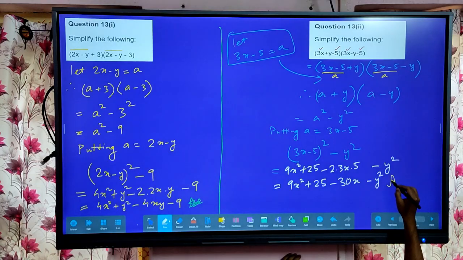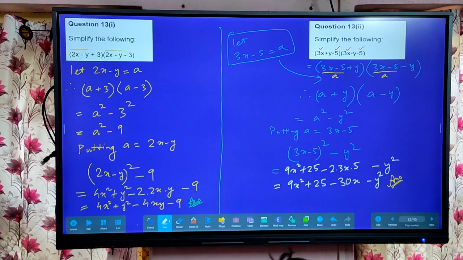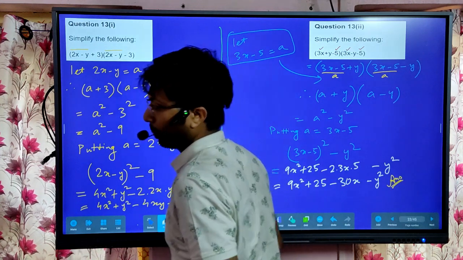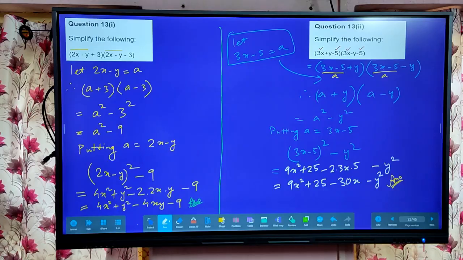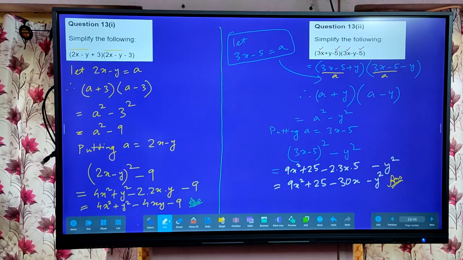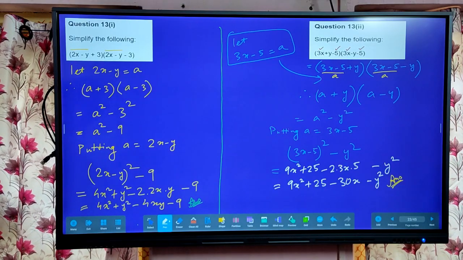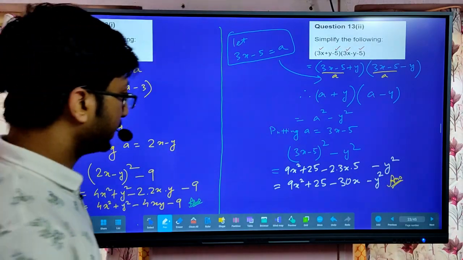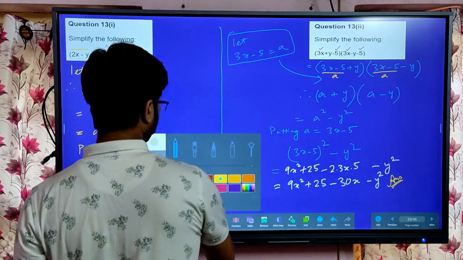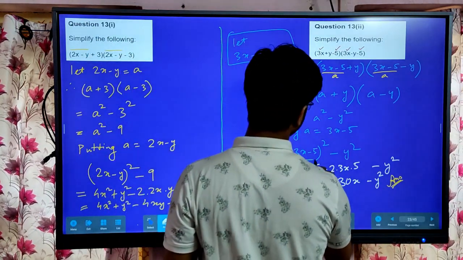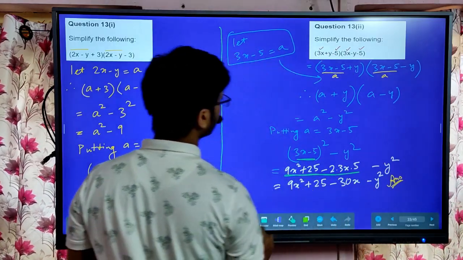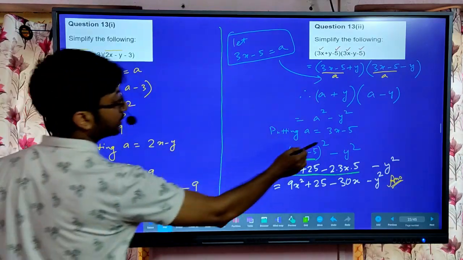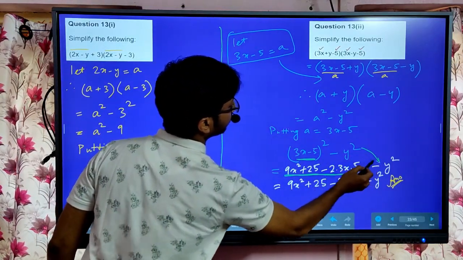So this is your answer. Okay. So this is your answer. Write it down, pause the video. So this portion is the expansion. This portion is the expansion of a minus b whole square. This is a minus b whole square, and this portion is the expansion. The y square is that. Okay, y square is here.